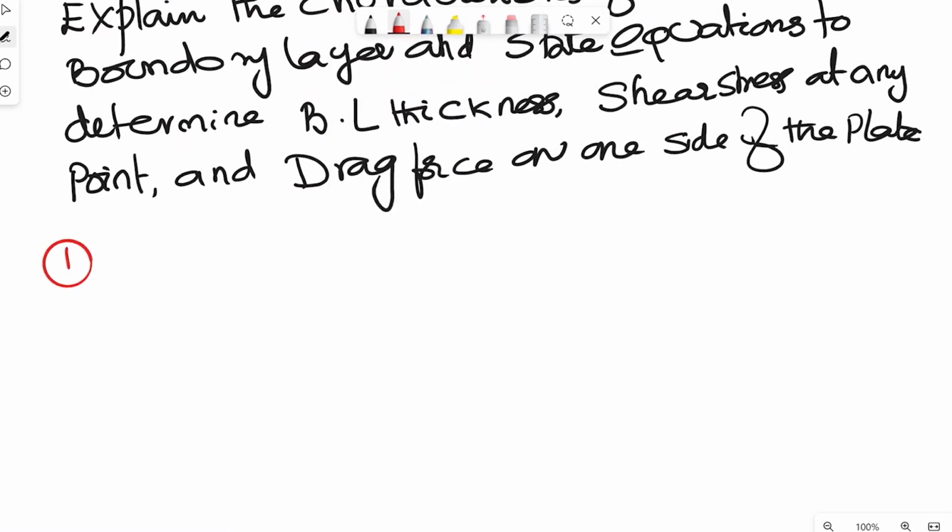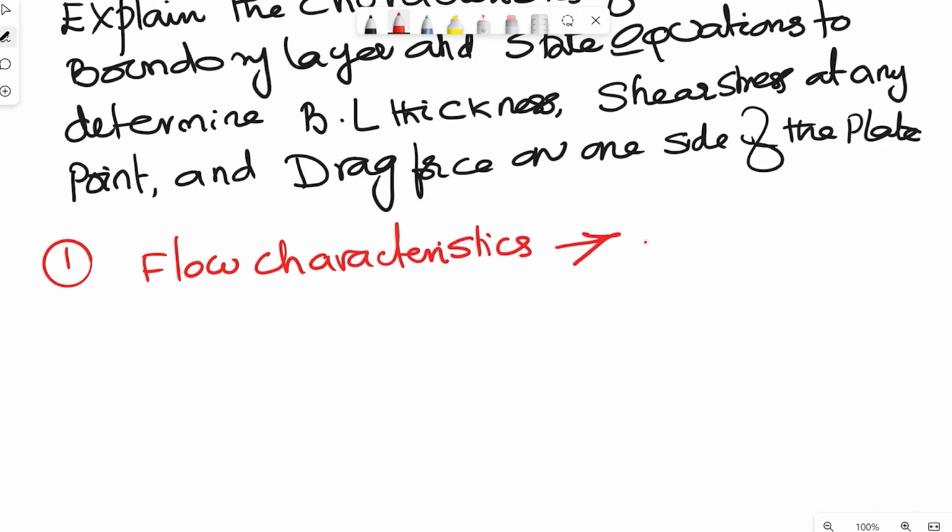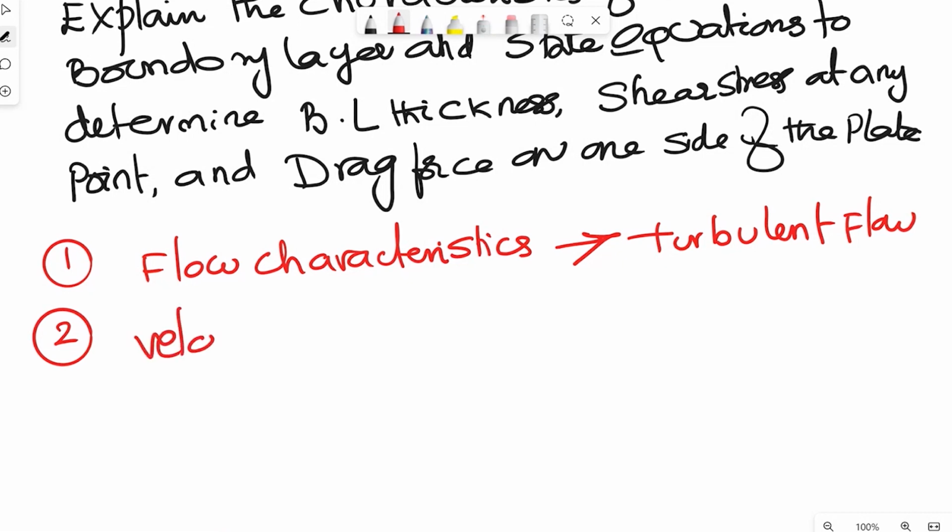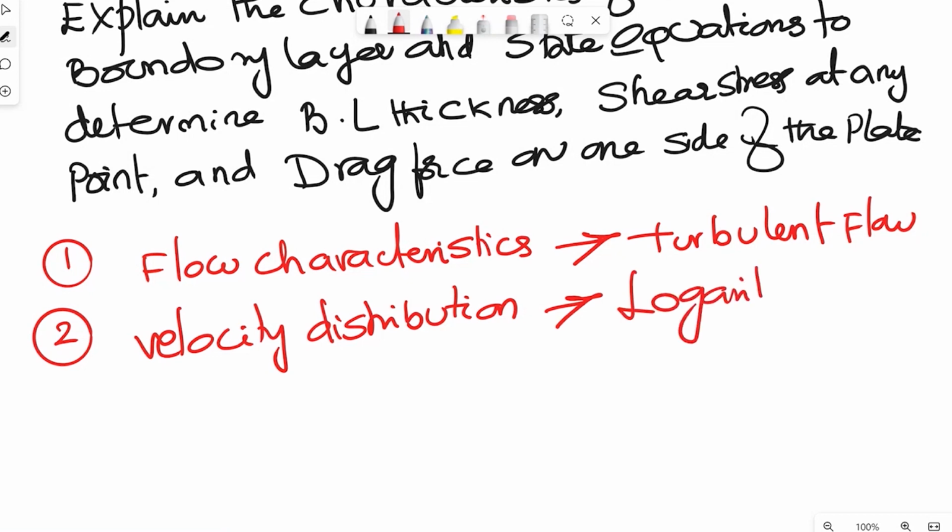What is the first point? The flow characteristics. Within the turbulent boundary layer, the flow characteristics are turbulent flow characteristics. That is number one. Number two, the velocity distribution. Previously, we wrote it is parabolic. Now, the velocity distribution is logarithmic. Very, very important.